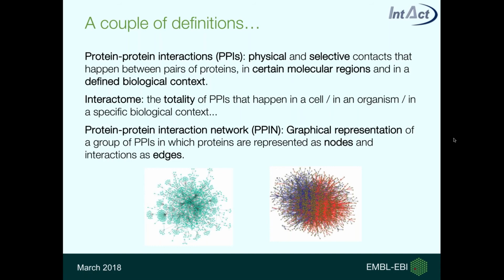And the interactome is the totality of all the PPIs that we observe, again, in a given context, like a cell, an organism, a cell line, manipulated cells, and so on. And to represent them, we can build this protein-protein interaction network, which is the graphical representation. And in here, all the dots or nodes are the proteins, and the lines between the dots represent the interactions. They're also called edges.